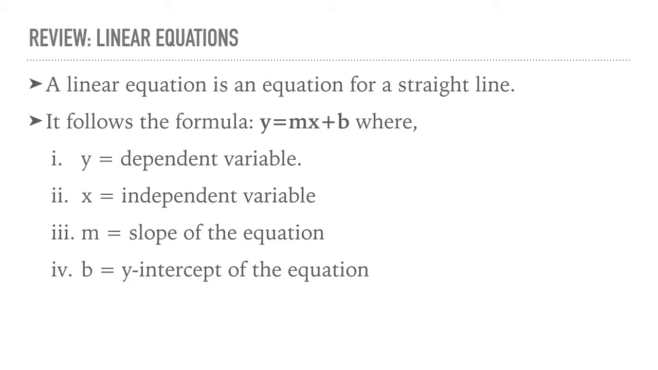A linear equation is an equation for a straight line. That's basically it. Now we're going to examine the formula that it follows, which is y = mx + b, where y is the dependent variable, and it is dependent on x, which is the independent variable. Then m is the slope of the equation, while b is the y-intercept of the equation. An example of a linear equation would be y = 4x + 5, where 4 is the slope, 5 is the y-intercept, and x and y are the variables that we have on the graph.